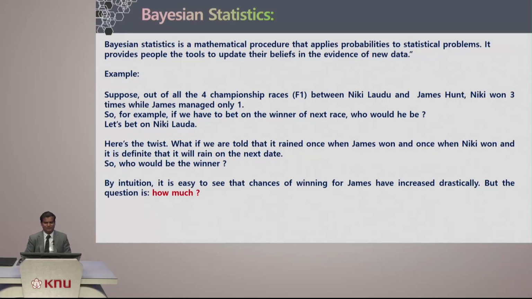So that's the question. So let's bet on Nicky. But if there is another condition, what if we are told that it rained once when James won and once when Nicky won? So now things are getting different, right? Whenever there is a rain on the next date, who would be the winner? Now the chances for winning change drastically for James and Nicky.